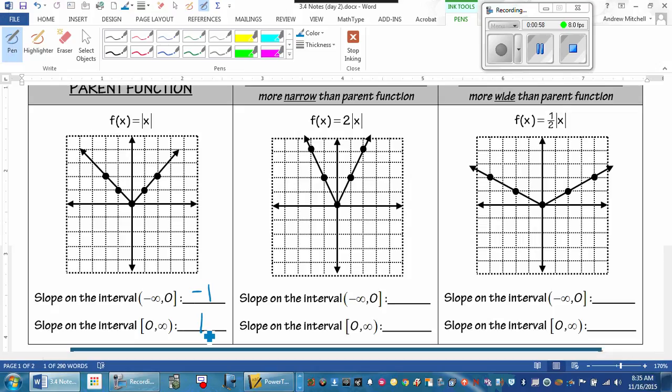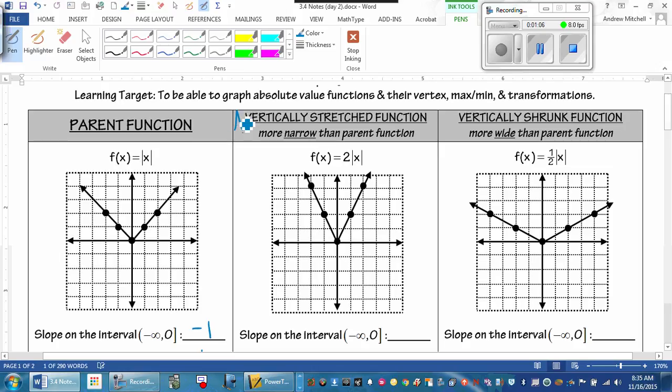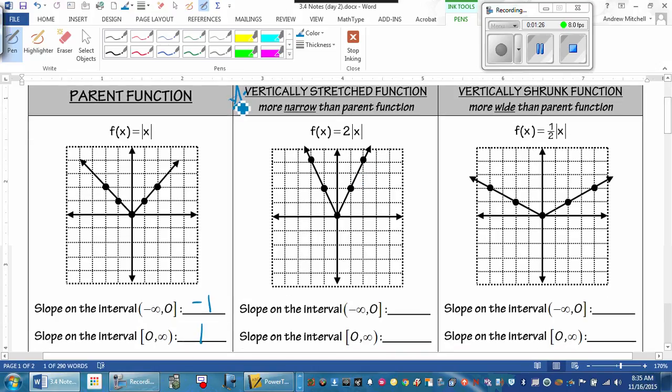And we have two other graphs we're going to look at here. And f of x equals 2 times absolute value of x. Well, what happens here, this is a vertically stretched function. Right, a vertically stretched function is more narrow than the parent function. It's taking this and stretching it vertically, and that makes it kind of taller and skinnier. So let's look at what we get here.